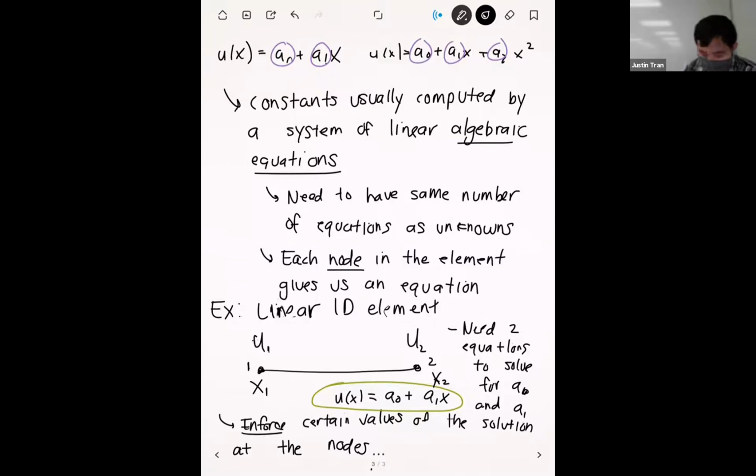Okay. All right, and so let's go ahead and take a look at what that looks like. All right, and so if we apply our, you can think of them as boundary conditions, basically what we have is u at x1. This is going to equal u1. Okay.